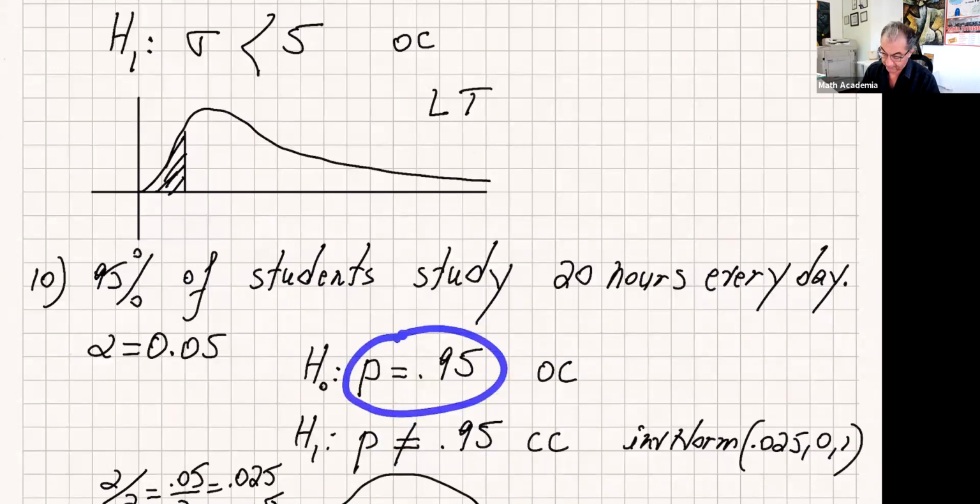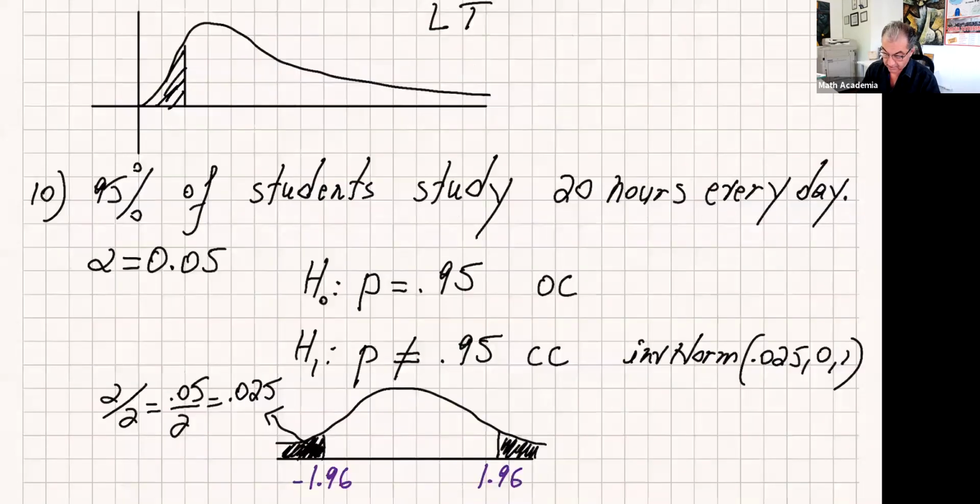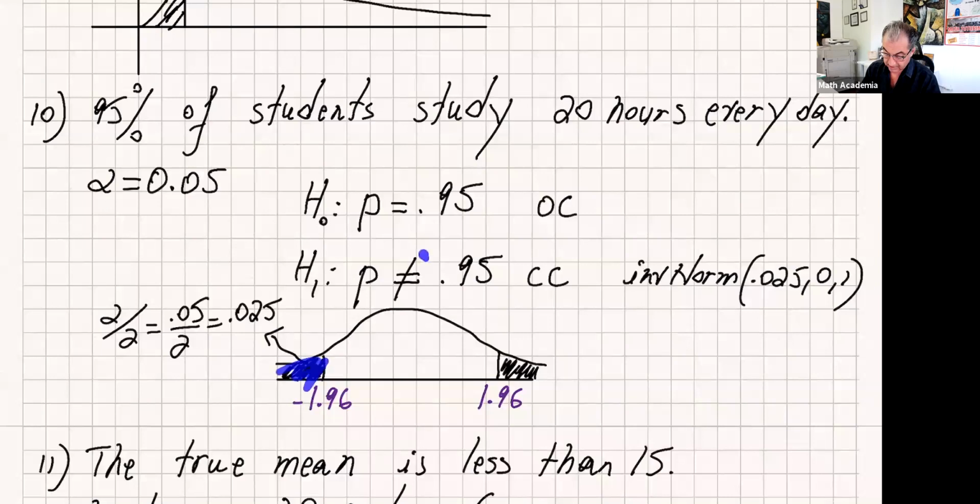I wrote that claim first, so that's my OC, or the original claim. And of course, the second claim is going to be the counterclaim. Alpha is given, and we know that's a two-tailed test because the sign is not equal to. Alpha is the area in the tail. However, when it's a two-tailed test, you always divide alpha by 2 because you want to know this area in order to find that critical value. So 0.05 divided by 2 is 0.025.